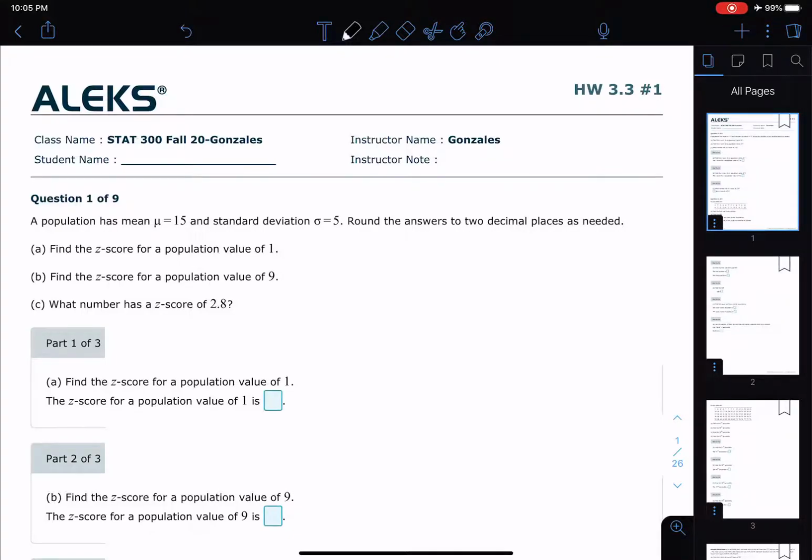Hello, Stat 300. This is Professor Gonzalez, and I'd like to do some problems from homework 3.3, and that is, of course, on the assignment side of things, not the adaptive. And it's going to be kind of a long one because we've got a couple different ideas here, and I kind of wanted to also lecture on it a little bit. And it's going to take a little bit of time, but you can fast forward or whatever you want to do to get to the parts you really want to see.